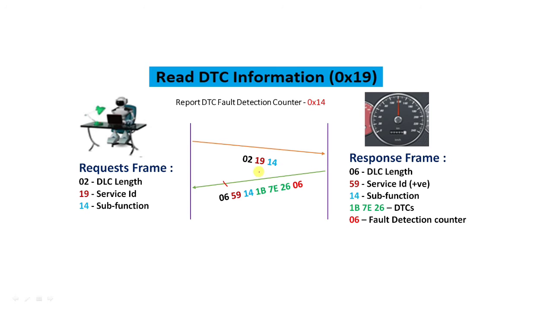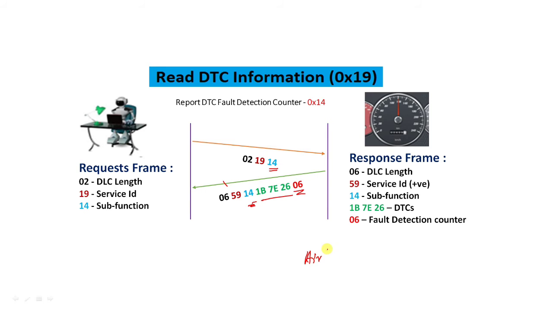All right, so here the request, let's see, and the explanation we will have in some others also. Here 2, that is 14, is the subfunction 14, then DTC 06. Here the report DTC fault detection counter is here. As soon as you give this, this particular DTC has some counter. For example, that's what you can consider.